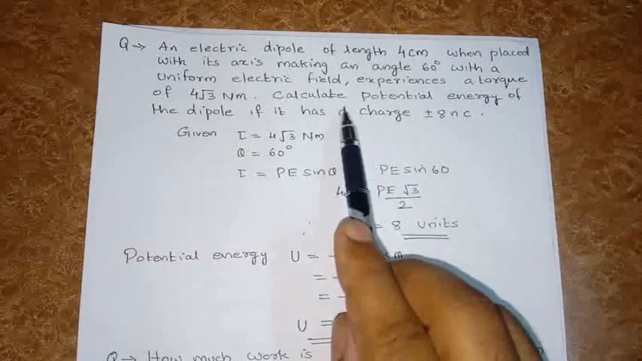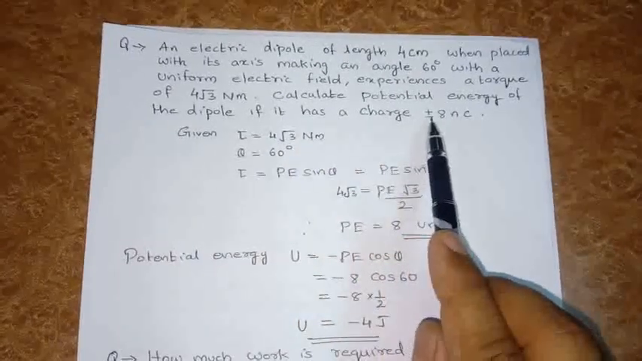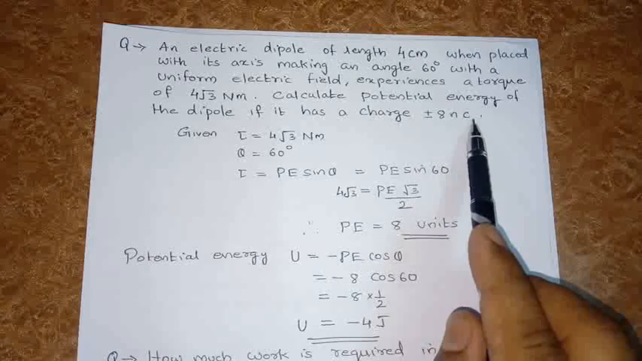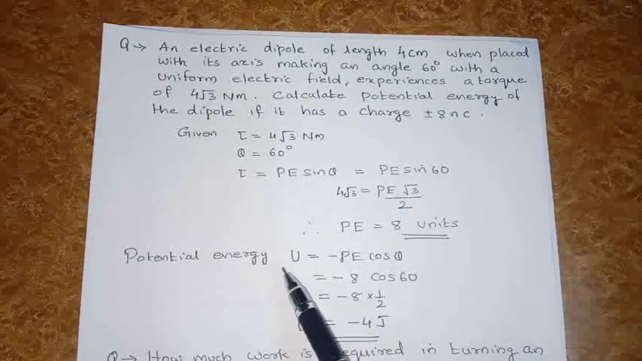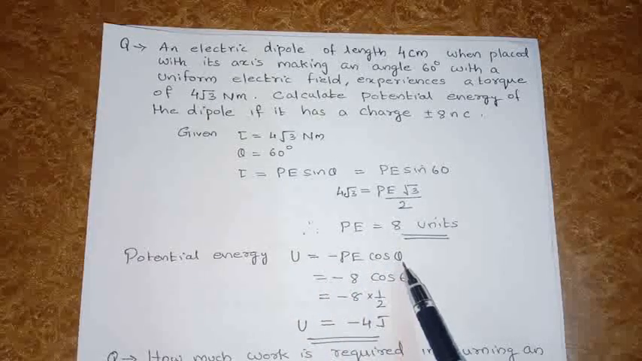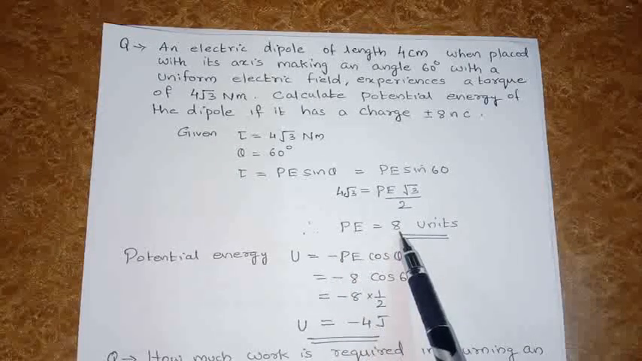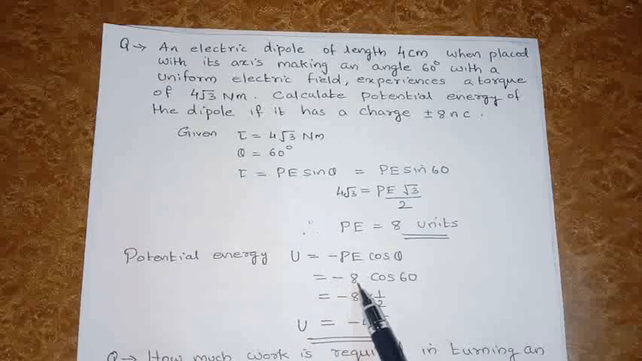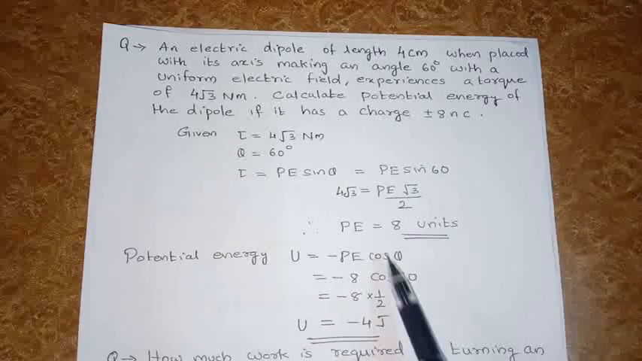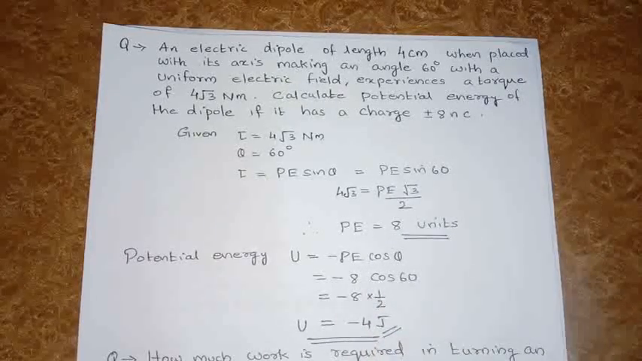So the question is, calculate the potential energy of the dipole if it has a charge of plus and minus 8 nanocoulomb. We already studied the potential energy of the dipole. U is equal to minus Pe cos theta. Pe is already obtained, that is 8 units, SI units. Therefore U is equal to minus 8 into cos of 60. Cos of 60 is equal to 1 by 2. Therefore minus 8 into 1 by 2. Therefore the potential energy is equal to minus 4 joule. So this will be the answer of this question.